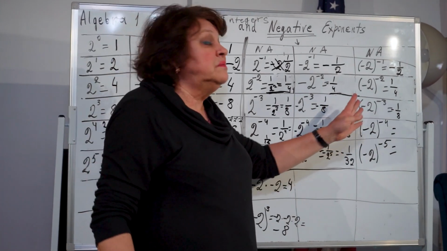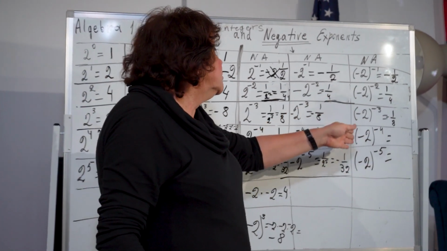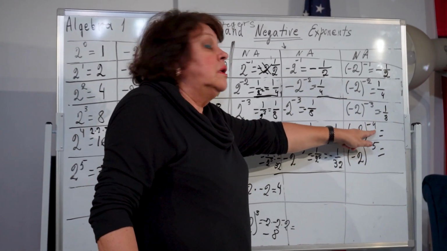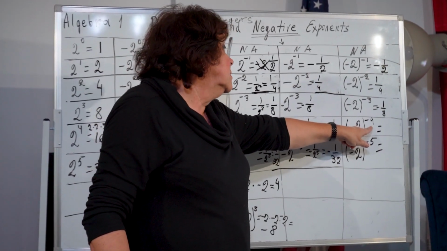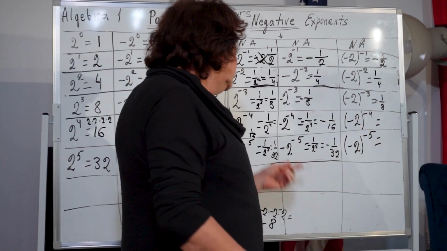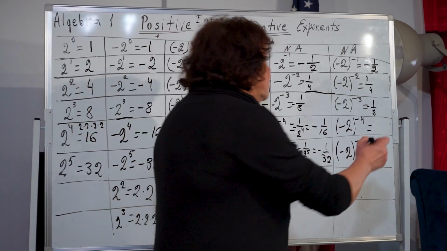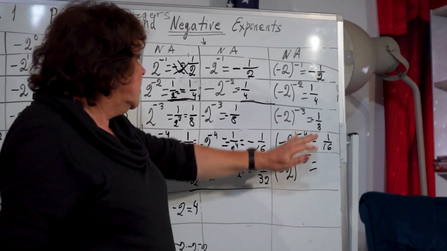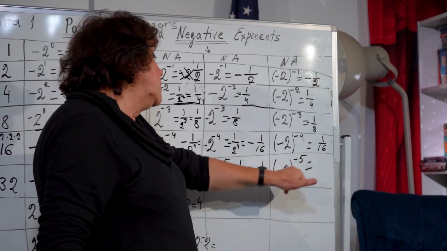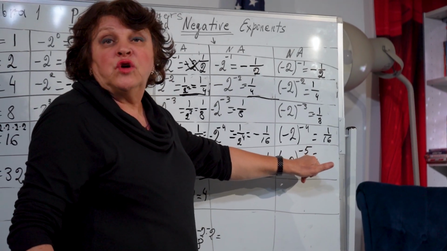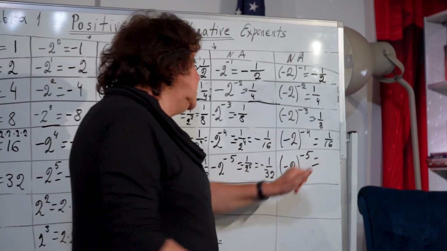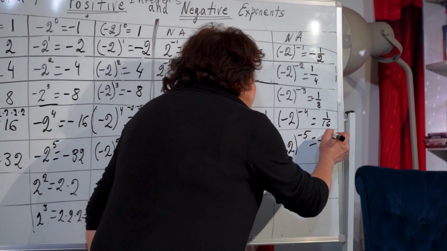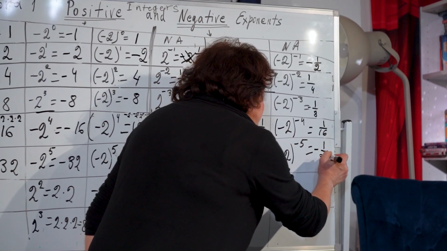The confusion comes here in the third column. Even exponent, the answer is going to be positive. So we already have it. We already know it's going to be 1 over 16, and it's positive. So what's going to be here? Because the exponent is odd, the answer is going to be negative. So this one is going to be negative 1 over 32.